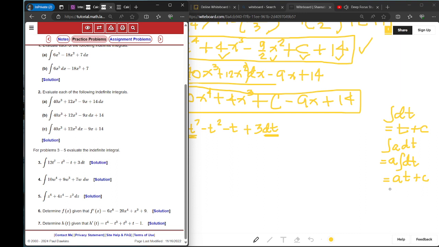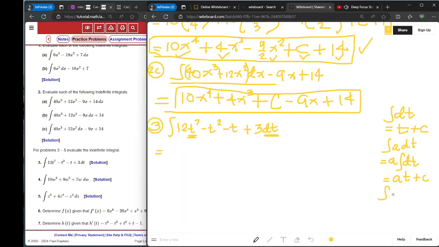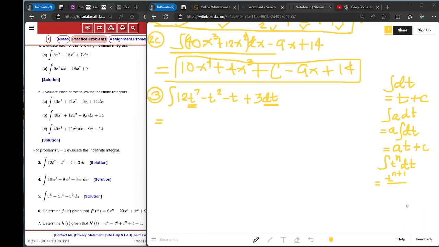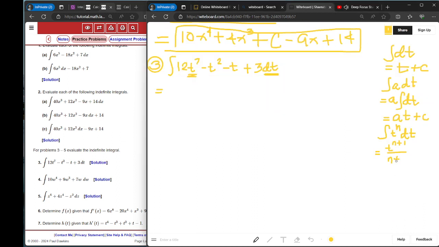Then the last one is the integral of t to the power of n dt is equal to t to the power of n plus 1 over n plus 1 plus c. So again, it's a must to put c if we are dealing with integration or indefinite integration.